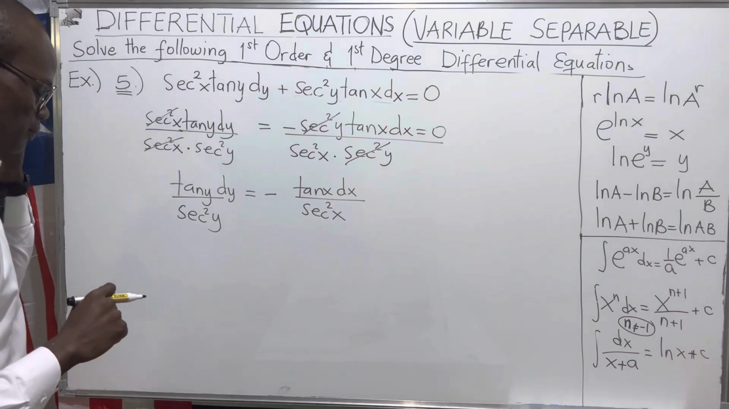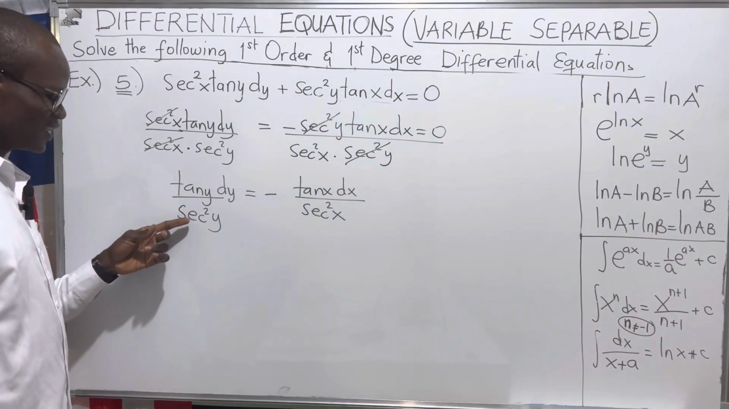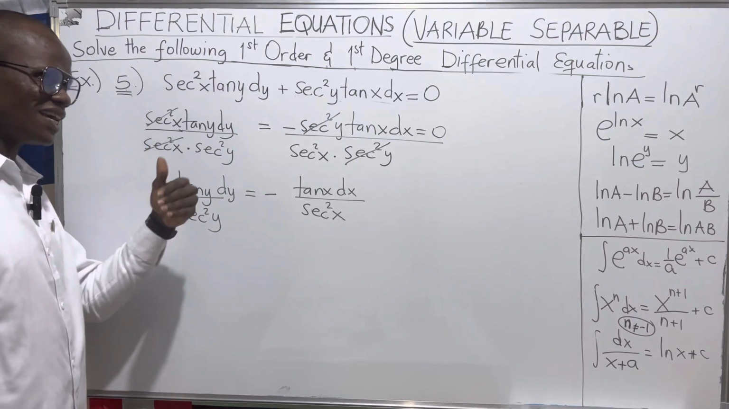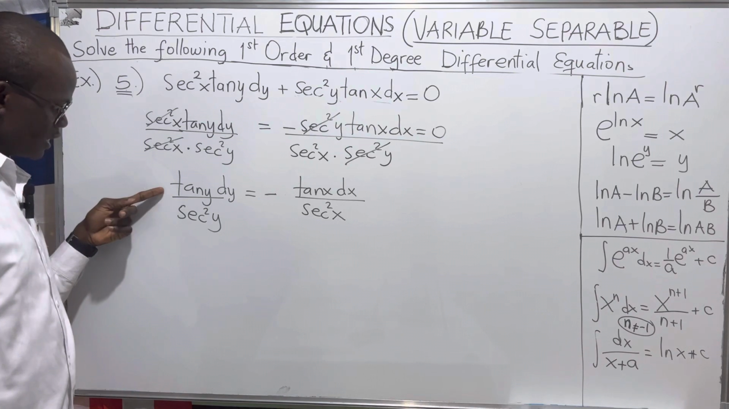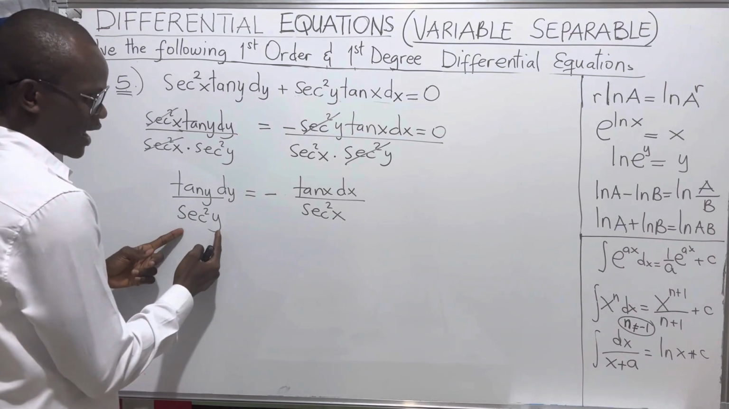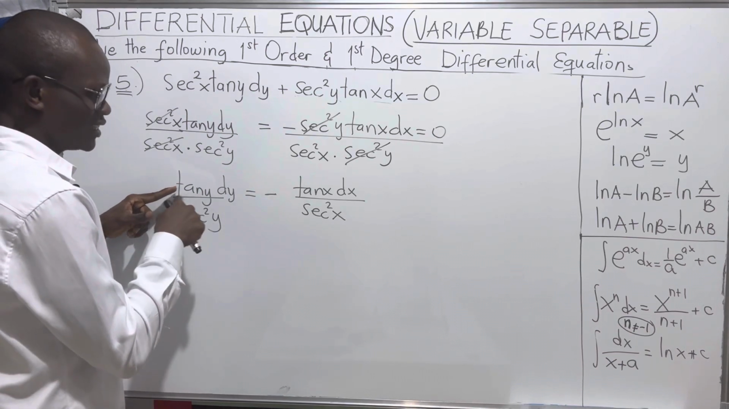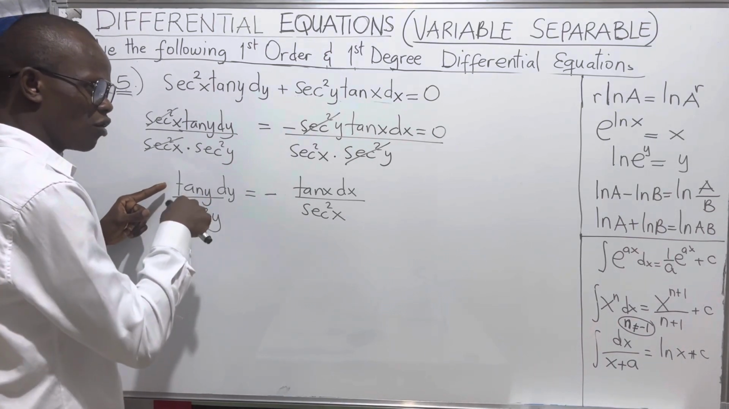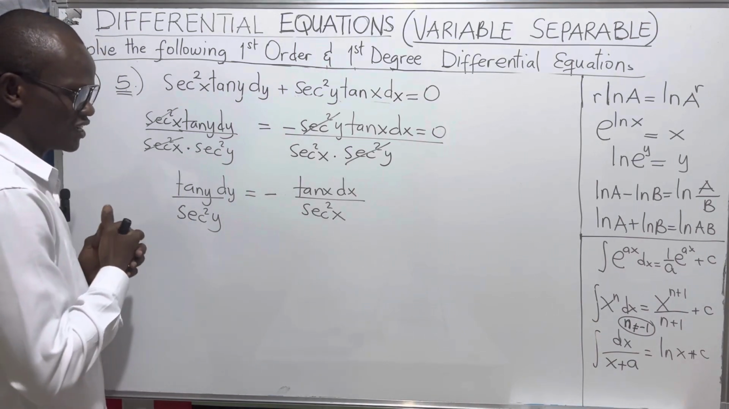Now, we know that the derivative of secant x is secant x tangent x. If we say let u be secant of y, and differentiate secant of y, we are not going to get tangent, that's secant of y tangent of y, because in the numerator we only have tangent of y.